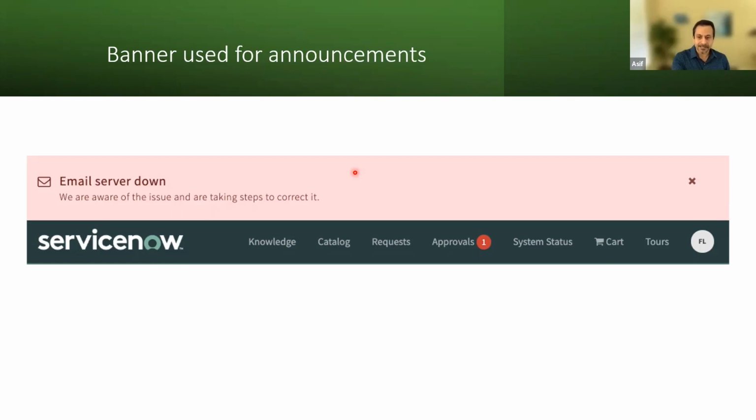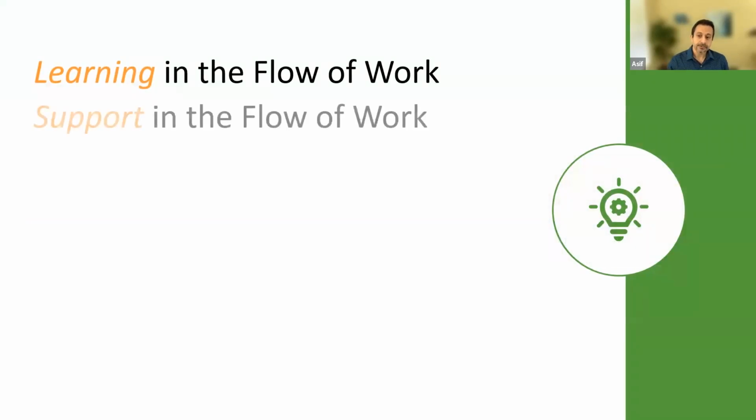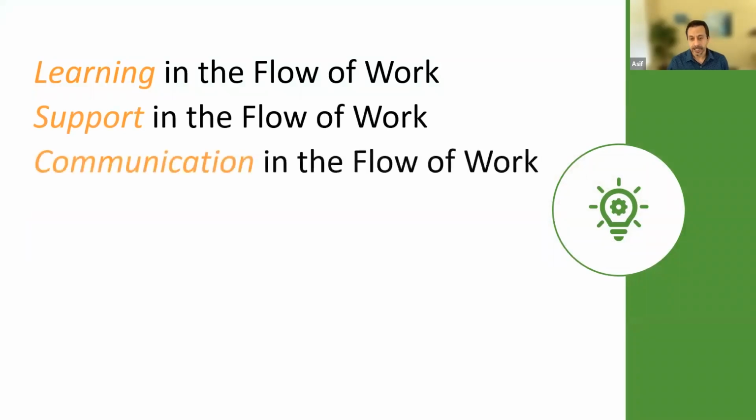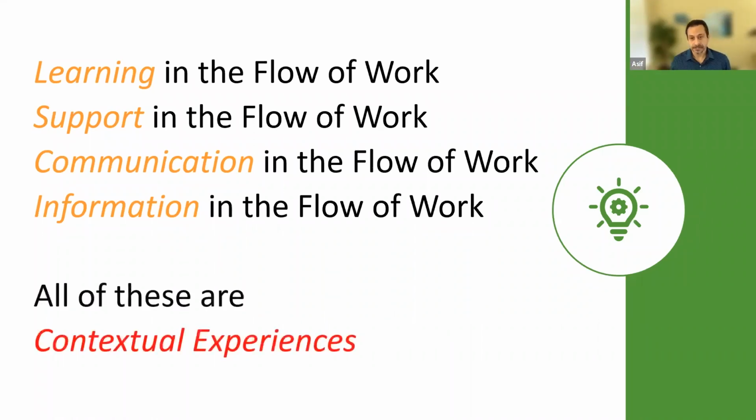And the reason I put this slide last is because it's a good segue to my next slide, which is talking about how we can take what I've been talking about, which is context specific microlearning, beyond just learning itself. Okay. So we've been talking about learning in the flow of work. That's really what it is with context specific learning. But there's also support in the flow of work. There's communication in the flow of work. There's information in the flow of work. Okay. Any of these kinds of things that you put for the user exactly where they are, so they can experience it where they are instead of having to switch context, is called contextual experiences.